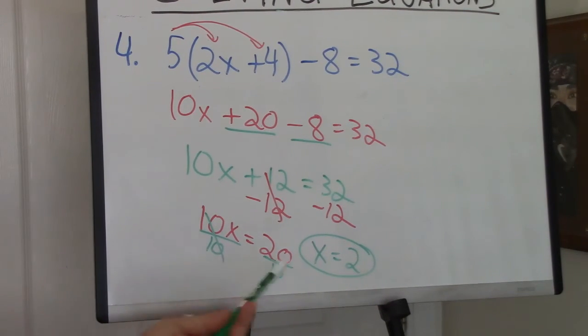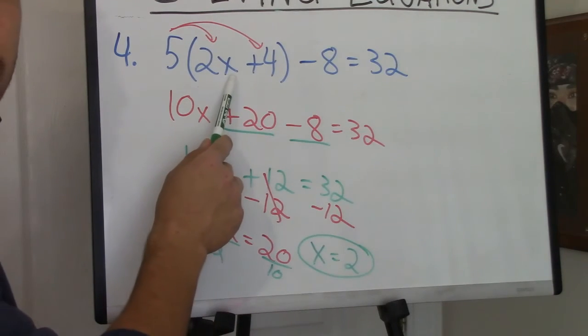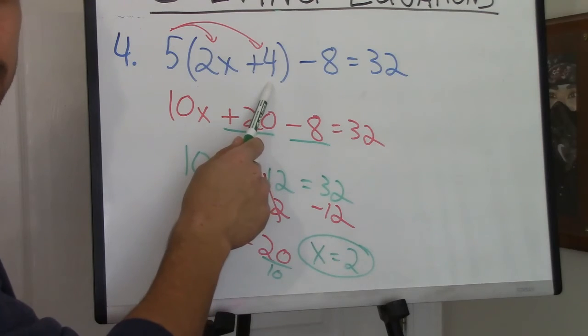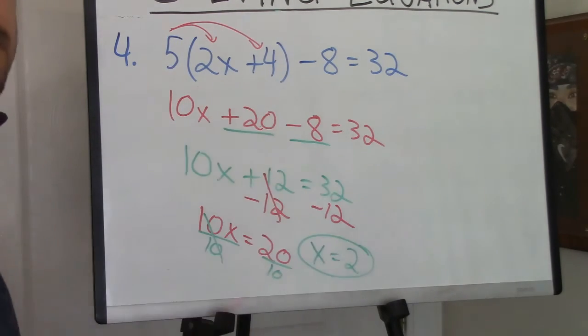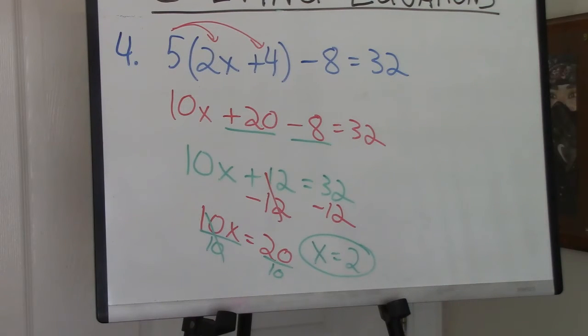So that means if we put 2 in for x, 2 times 2 is 4, 4 plus 4 is 8, 8 times 5 is 40, and 40 minus 8 equals 32. So that means 2 is a solution. It makes the equation true.